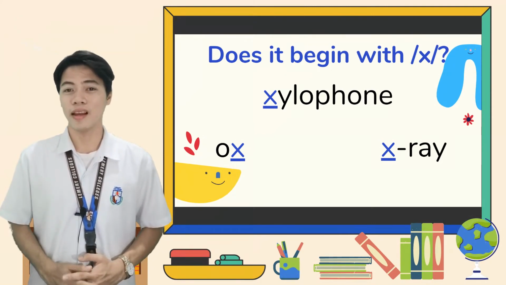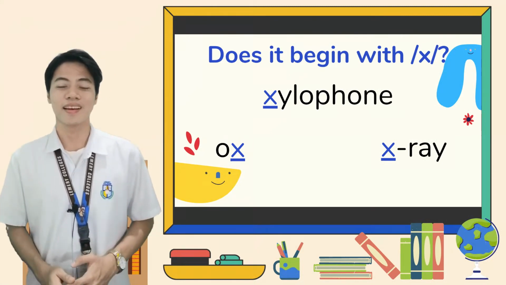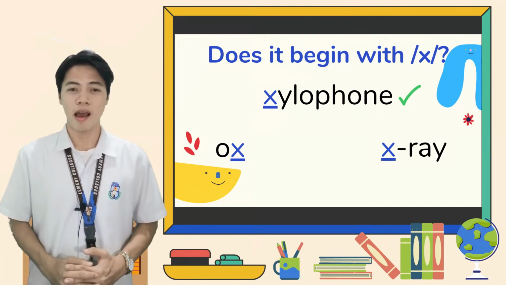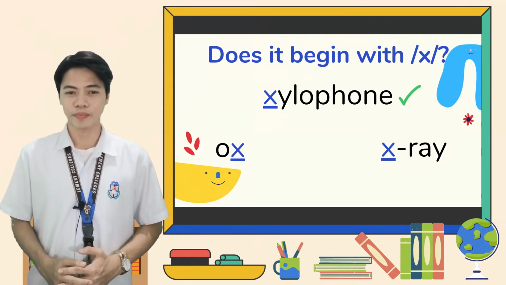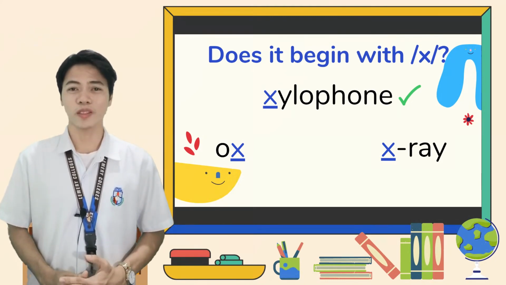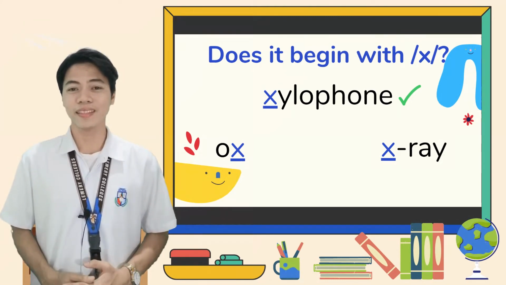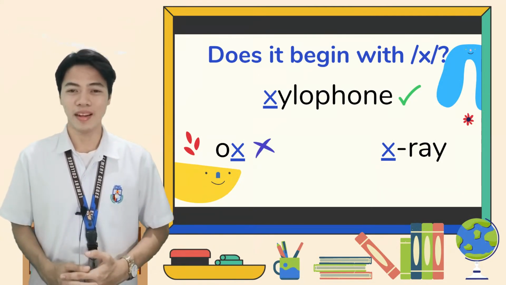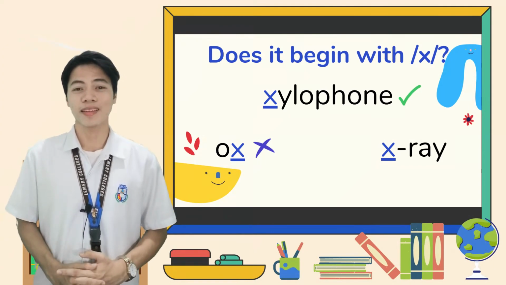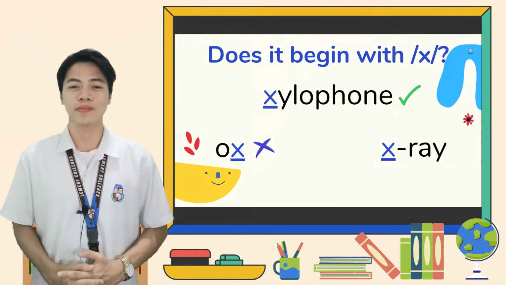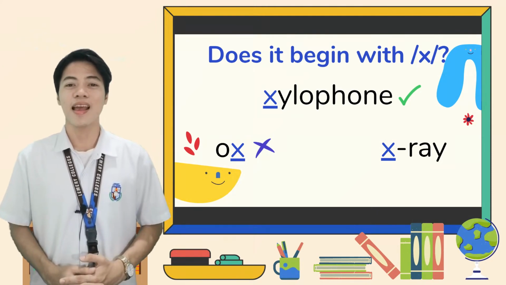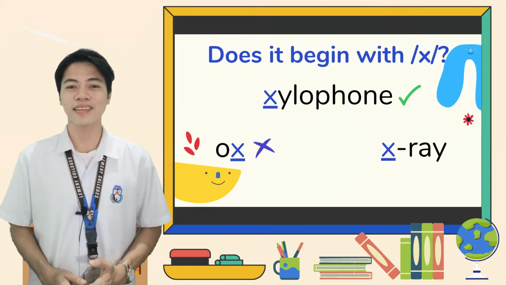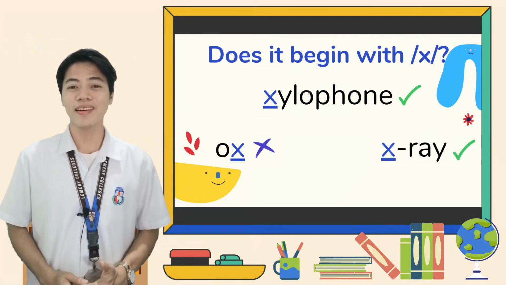Does it begin with letter X? Yes, it begins with letter X. How about ox? Again, ox. Does it begin with the letter X? No, because it begins with the letter O. How about X-ray? Again, X-ray. Does it begin with the letter X? Yes, it begins with the letter X.